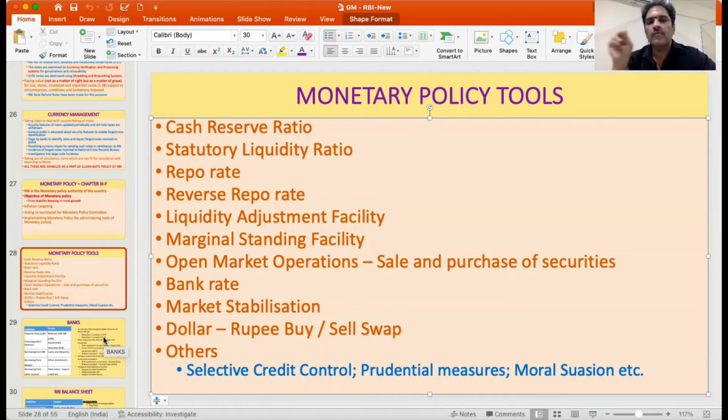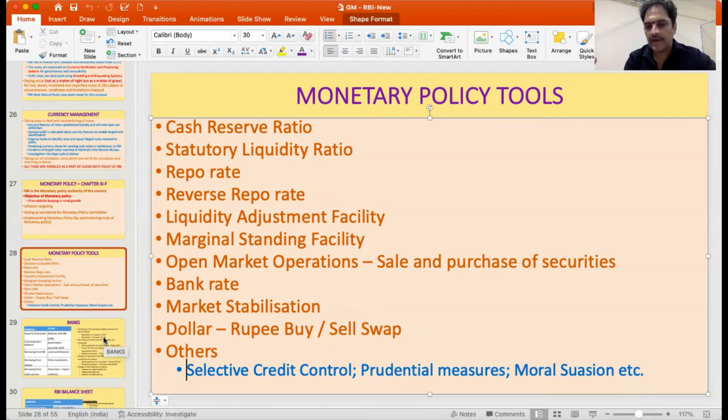And the last is moral suasion, which is basically a mechanism where RBI has power to give directions, but sometimes RBI does not give directions, but by mere statement RBI indicates that it is not happy with the excessive lending that is happening to real estate. So this is the statement which the RBI governor makes. Then automatically the entire system will tune itself.